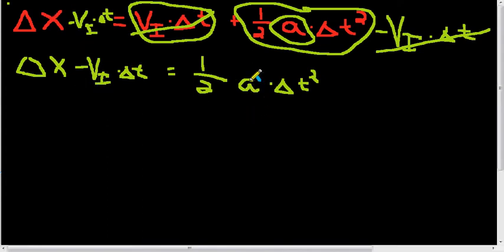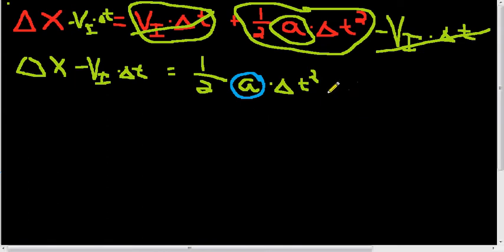Continuing along, we still want to get this a by itself. Let's do this in two steps. We still need to get rid of this 1/2 as well as the delta t squared. First, let's get rid of the 1/2. We have two ways to do this. The first thing we could do is divide both sides by 1/2. In this case, we have something divided by itself. That always equals 1, and this would go away.